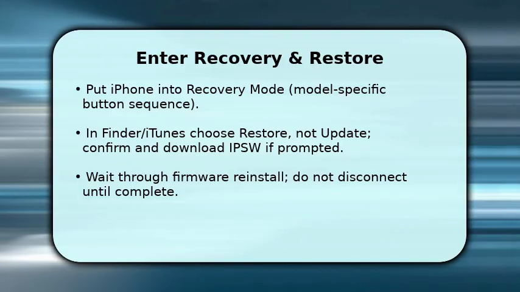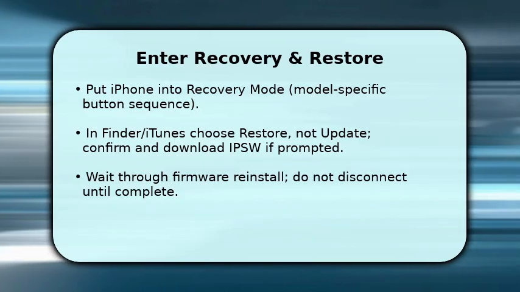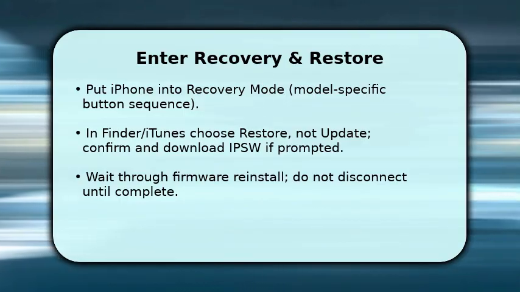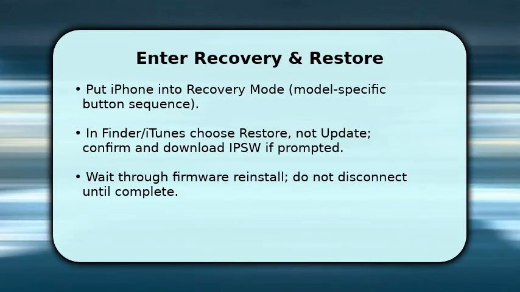On your computer, open Finder or iTunes, and it will detect an iPhone in recovery. Choose Restore when prompted. This downloads and installs the latest public iOS and removes beta software. Make sure you confirm any warnings and allow the download to finish. Avoid disconnecting the cable, because interrupting the process can leave the phone in an unusable state.